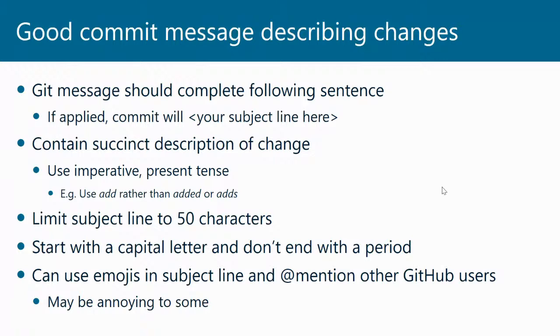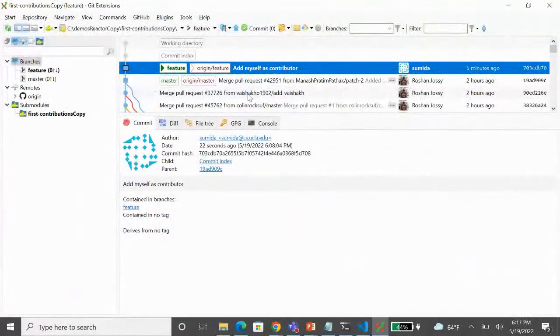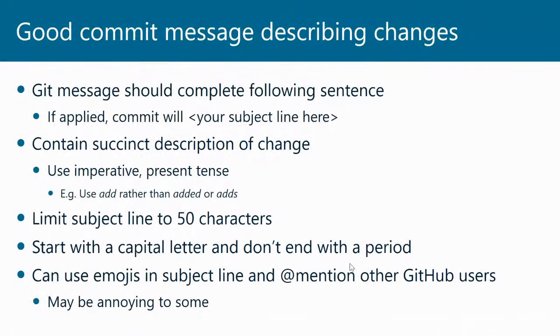You want to limit your subject line to 50 characters. You'll get a sense of this if you use Git extensions like I showed. This is one of the reasons I like to use it. If you make a change and you saw that commit button and how I was labeling my commit, if you try to specify a commit line that's longer than 50 characters, it'll highlight the additional characters in yellow if your commit is too long.